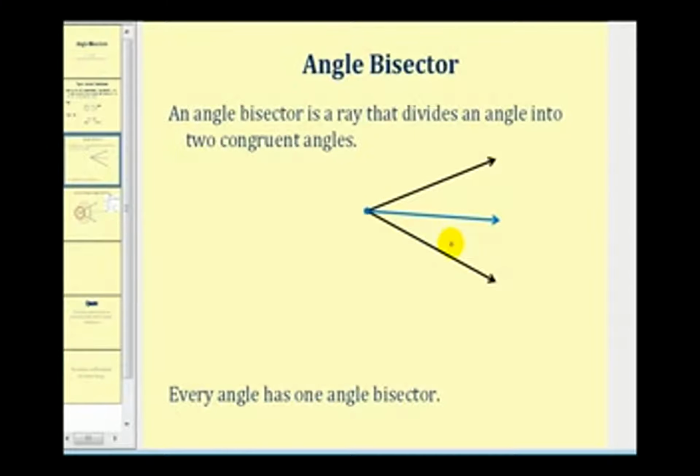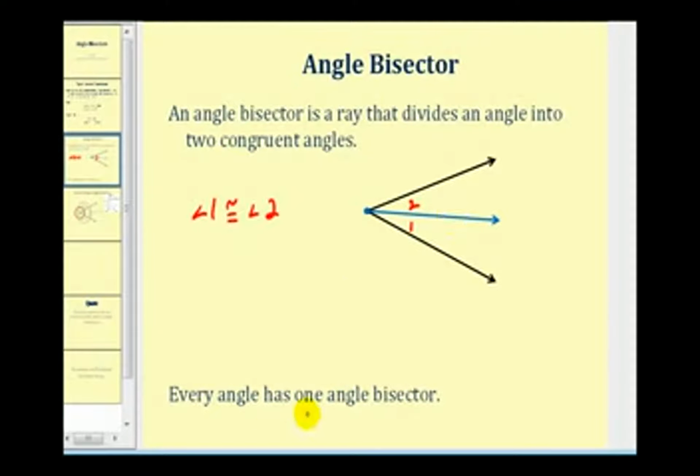In this diagram here, if we look at the angle formed by the two black rays, the blue ray would be the angle bisector because it divides the black angle into two congruent angles. So if the blue ray is the angle bisector, angle 1 and angle 2 would be congruent angles, which remember means they would be equal in measure.